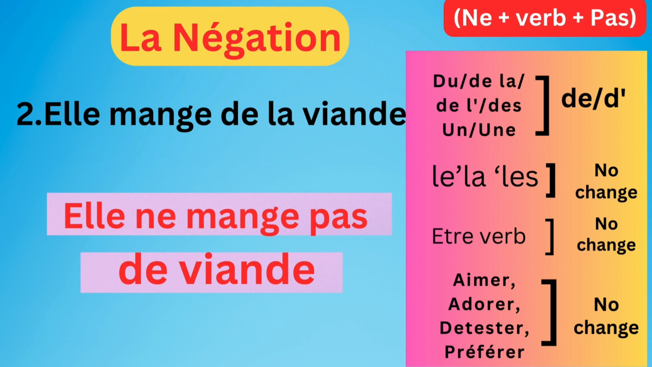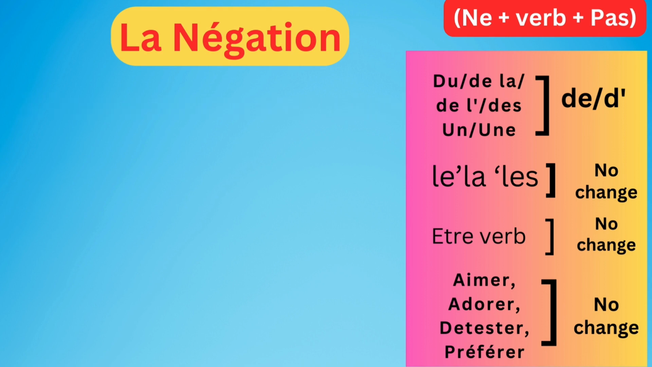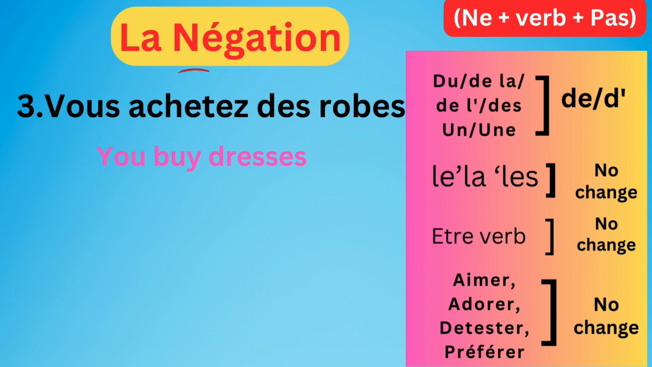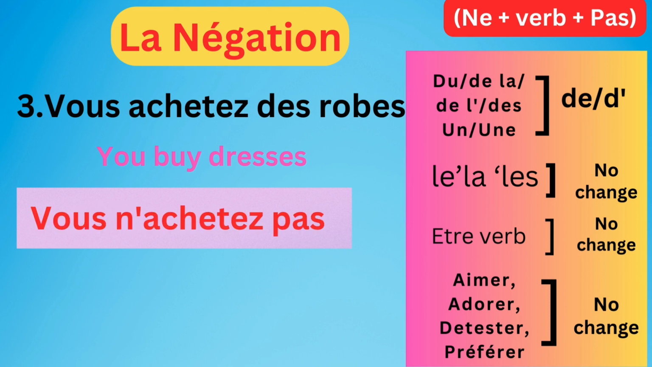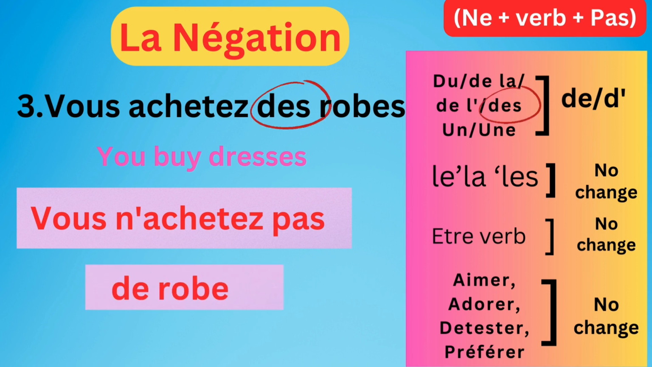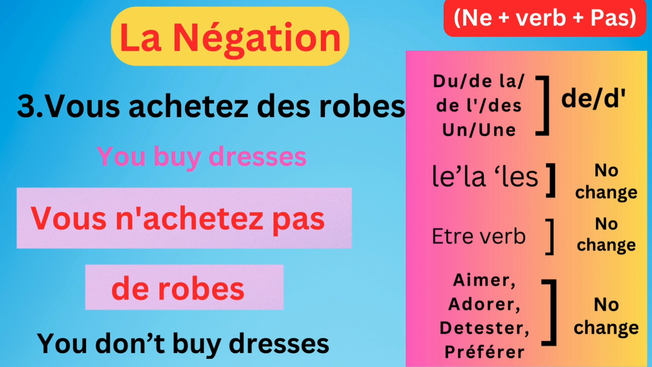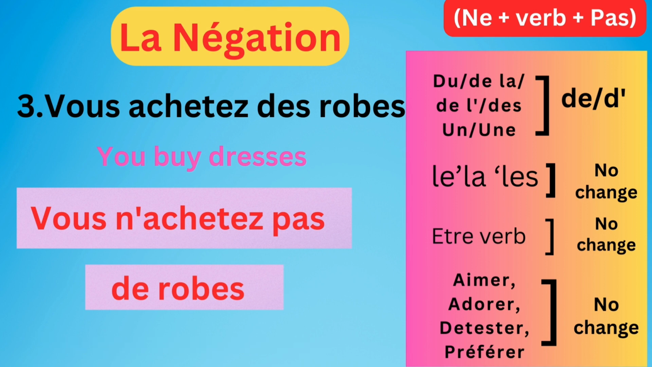Third sentence. Vous achetez des robes. You buy dresses. Acheter is a verb, so the rule applies before the verb and after the verb. We write vous. Here the verb starts with a vowel, so we put n' apostrophe, then the verb achetez, then pas. Now again the partitive article rule is used and "des" will change into "de" robes. Vous n'achetez pas de robes. You do not buy dresses.